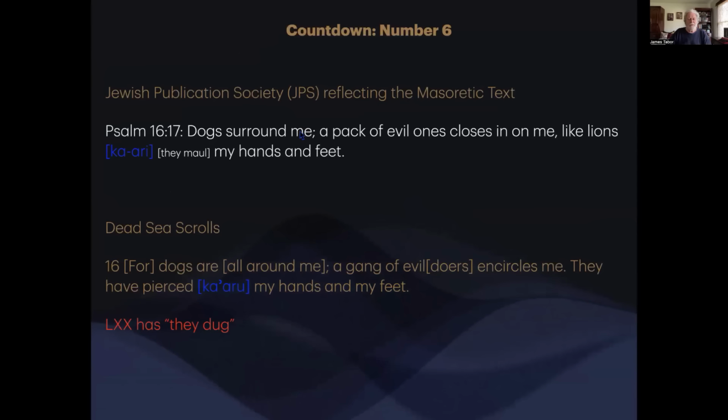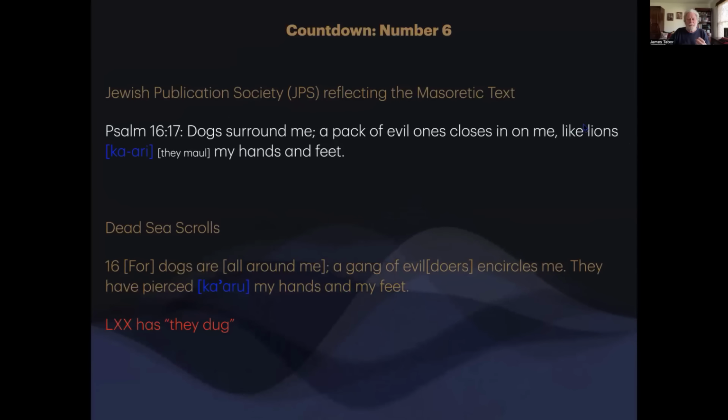Dogs have surrounded me. A pack of evil ones closes in on me. Like lions, they maul, there's no verb. So I put it in brackets, but the JPS, the Jewish translation of the Masoretic text, puts a verb in as understood: like lions, they maul my hands and feet, plural. So it does say like lions in the Hebrew text, but there's no verb. So in a way, it doesn't make sense.